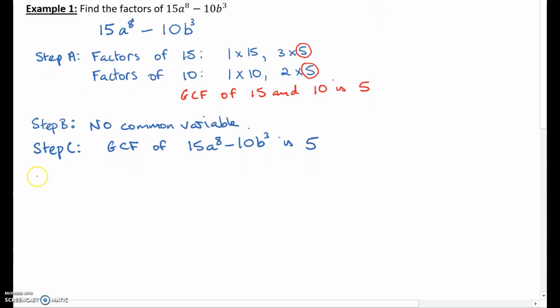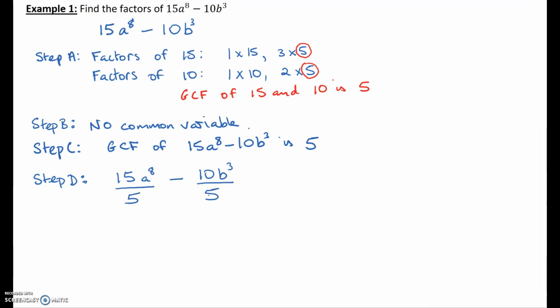Now, step D said to divide the terms of the original expression. So take the original expression, 15a to the power of 8 and 10b cubed, and divide each of them by whatever your answer was for step C. In this case, it was only 5, so we don't have any letters to worry about. All we have to do is divide the numbers. 15 divided by 5 is 3, so that's 3a to the power of 8. Minus 10 divided by 5 is 2, so that's 2b to the power of 3. And then we're almost finished.